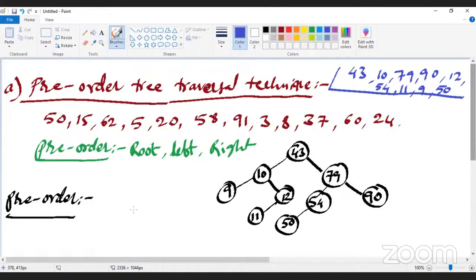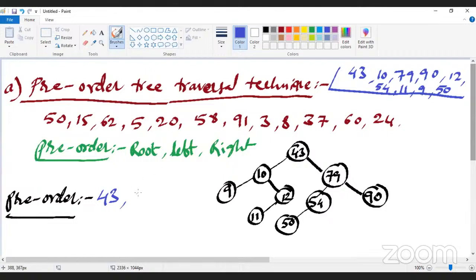So we are following pre-order, no? If it is pre-order, then the root will come first. What is the root in this tree? 43. Yes, 43. Next, we have to go left. Root 10. Yes, this is complete.